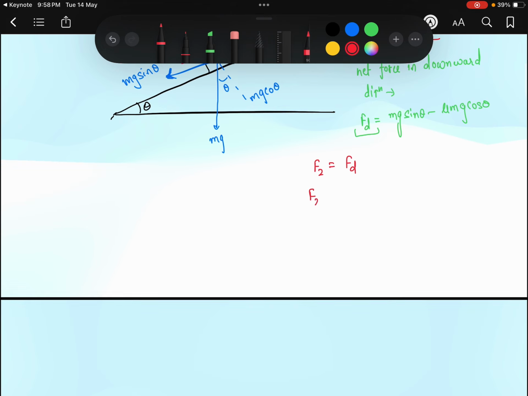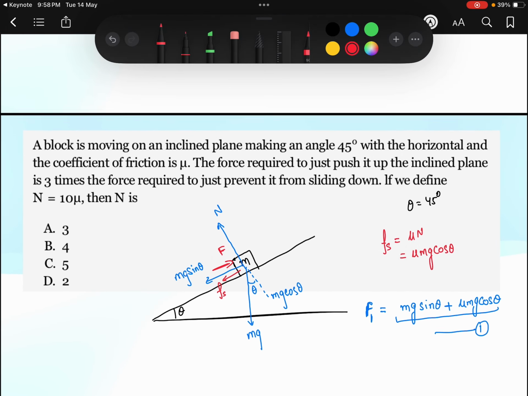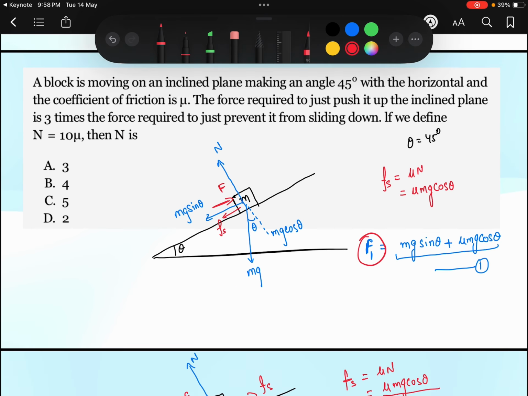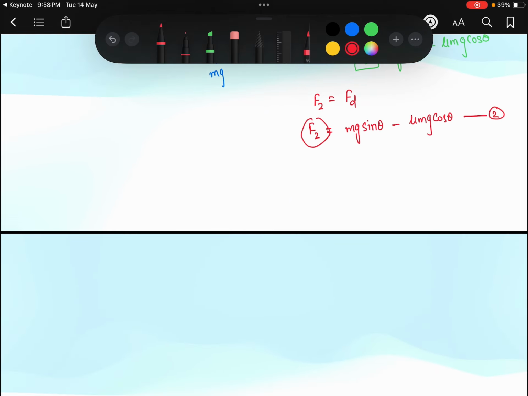So from here our F2 value is mg sin theta minus mu mg cos theta. Let me consider this is equation number 1. Okay, now what is given in the question: the force required to just push it up, that is our F1 force, is 3 times the force required to just prevent it from sliding. So here F2 is the force required to just prevent it from sliding. That means it is given that F1 is equal to 3 times F2.